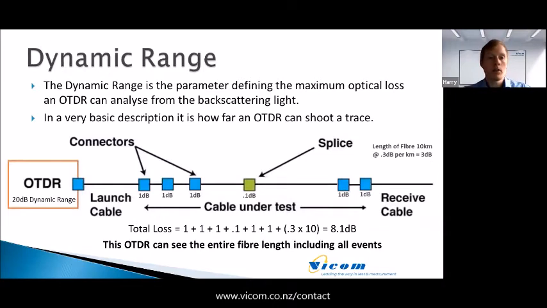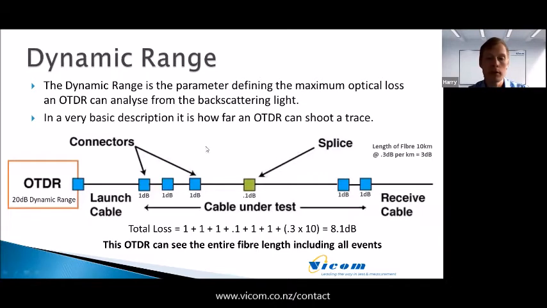All right, dynamic range. So dynamic range is the parameter defining the maximum optical loss an OTDR can analyze from the backscattering of light. In very basic description, it's how far an OTDR can shoot a trace. And we do sometimes have difficulty explaining this to some customers, that whilst having a high dynamic range does enable you to shoot a longer distance in terms of kilometers, there are some issues in that thinking. And I'm just going to try and cover a couple of the issues in that thinking shortly to help better understand how dynamic range and distances you can shoot a trace with an OTDR overlap and work together.